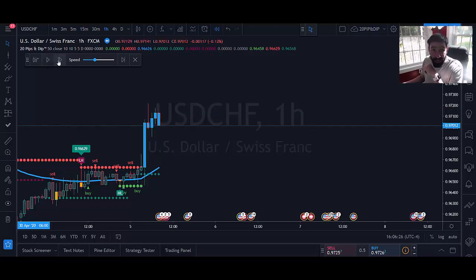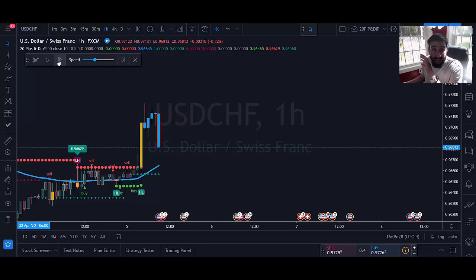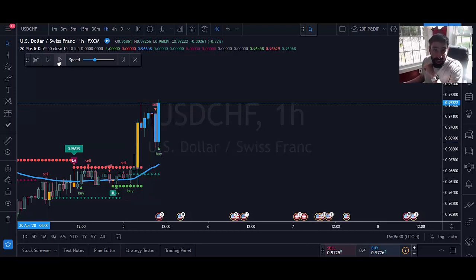So check this out, right? Market's moving, candles are fluctuating. We have new high points, and now look at that. Now we have a buy notification. All right. So again, this is what the indicator tells us. It tells us when to enter these trades.